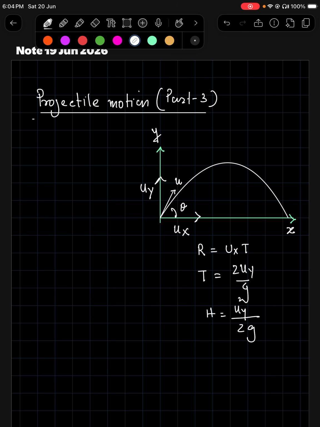There are some hidden assumptions which were discussed in the first class, and whose link will be given with this video when it is uploaded on YouTube. Okay, so these are discussed in great detail. h is the maximum height. I think everybody can remember that. T is the time of flight, and R is the range, the horizontal range.